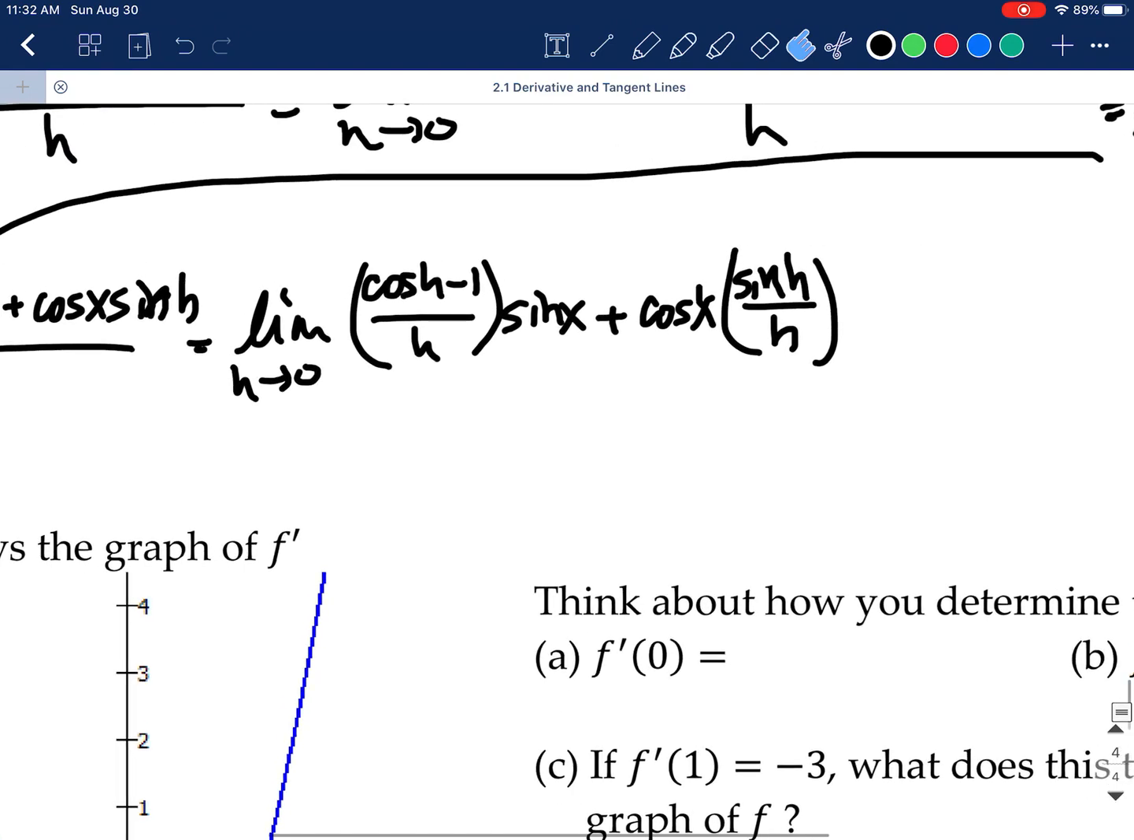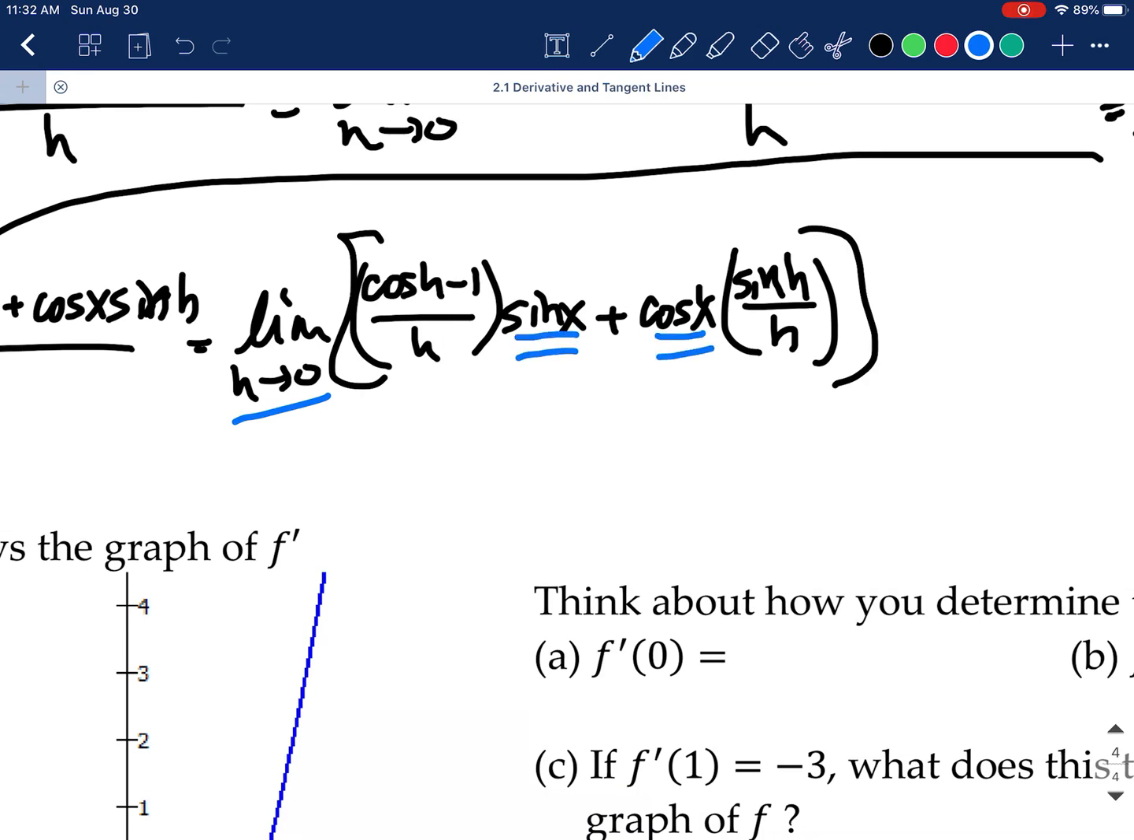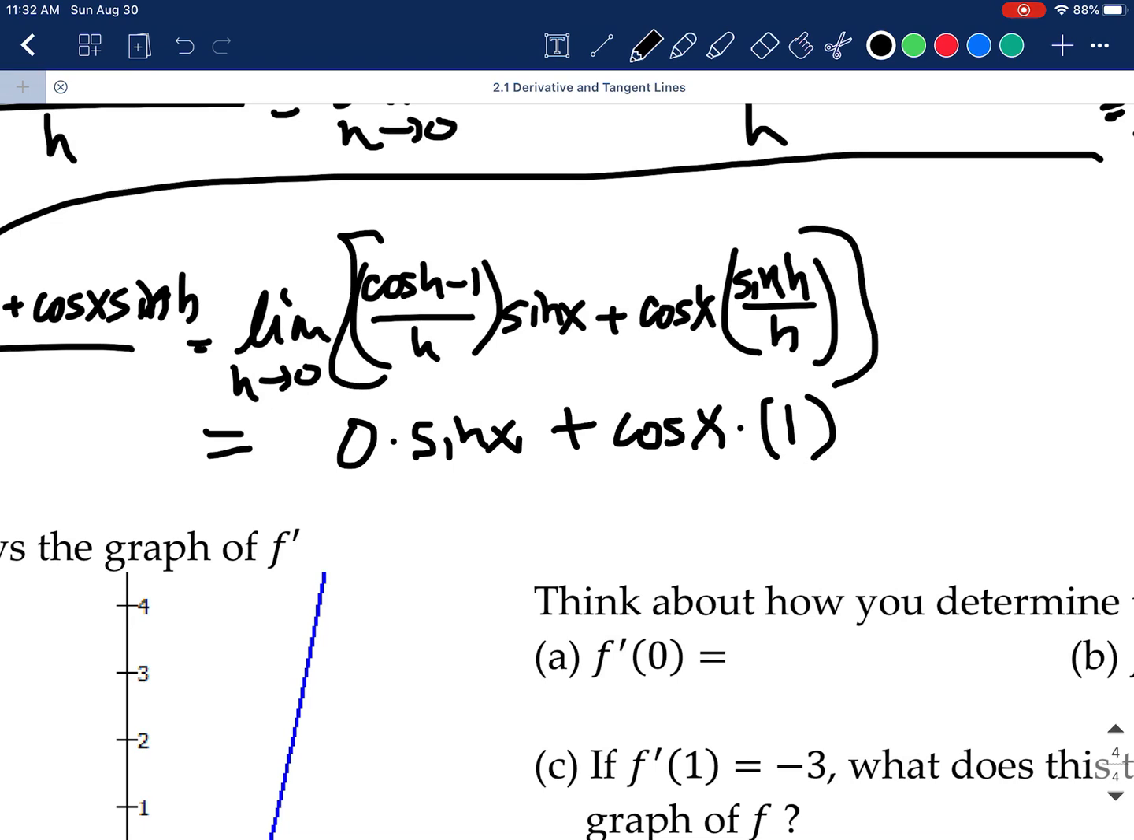All right, so again, I'm going to split those expressions up. We can put brackets around it just to indicate that it's the entire expression. And then the last thing to notice, our limit depends on h. So sine x and cosine x, for all intents and purposes of our limit, are like constants. We can ignore them. They're not going to change as h changes. So that means we can just apply the limits directly. So we're going to get 0 times sine x plus cosine x times 1, which means the derivative of sine is cosine, which is a really, really nice, beautiful result.